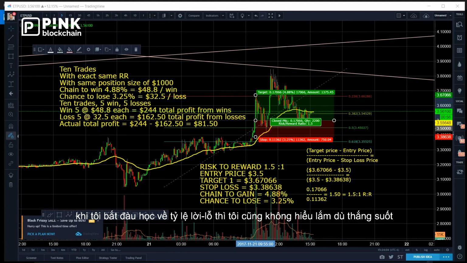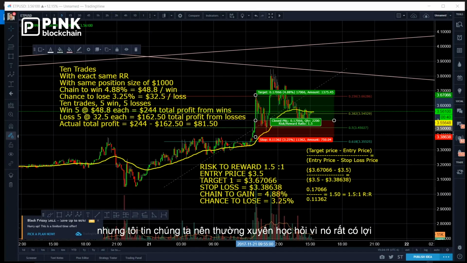In fact, when I first started learning about risk to reward, I didn't really understand the concept of winning over time as well either. Not to say that some of you guys don't understand it, but just for the people that don't, okay? I didn't really understand it as well, right? Depending on how good or bad you are at math. But I firmly believe that it's something that we should all learn over time because it's what keeps us profitable.